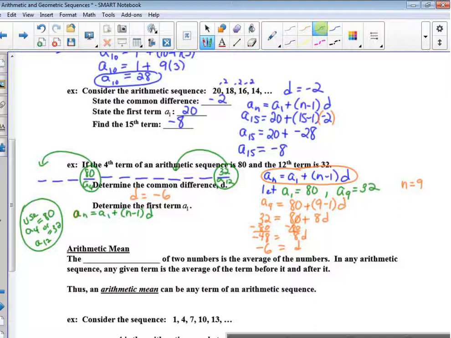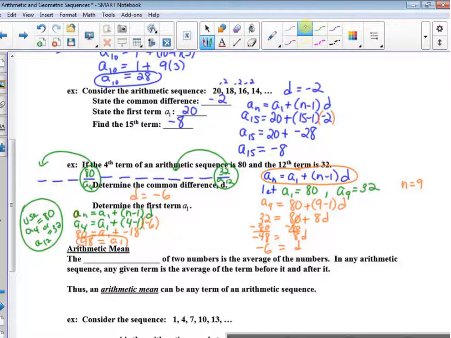So I'm going to use a sub 4 equals a sub 1. That's what I'm looking for. I know n now is 4. And I now know my new common difference is negative 6. And I also know that a sub 4 was equal to 80. So I'm really going to do 80 equals a sub 1 plus 3 times negative 6, or negative 18. And then just add 18 to 80, and you get a sub 1 is 98.